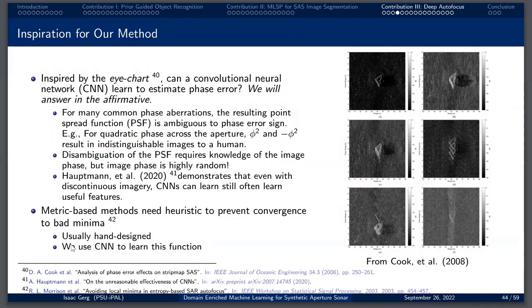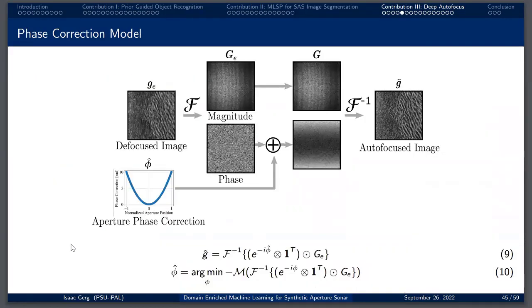We compare against the traditional methods that have been used to fix this problem, which are mostly metric-based methods. Those methods say, I have some contrast metric or an image sharpness metric, and I want to maximize or minimize it, depending on the context. These functions are usually hand designed. And our thought is, well, let's just use the convolutional neural network to design that function for us.